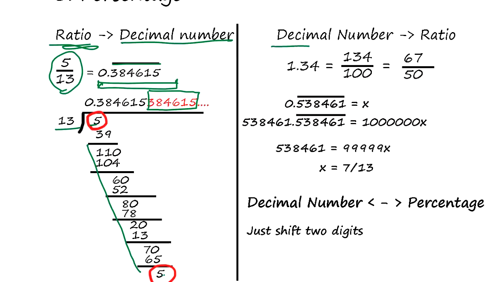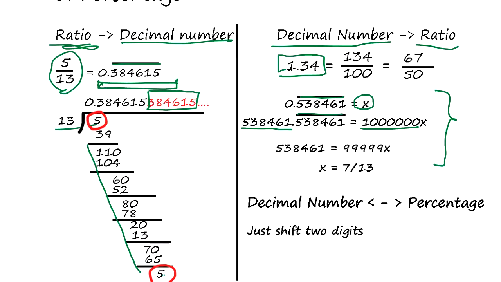Decimal number to ratio. This kind of decimal number is easy, right? 134 over 100, and simplify it, 67 over 50. But if it's a cyclic decimal number, then it takes a little bit of algebra to convert it. And this part probably they don't teach in middle school, because you have to learn how to use x first. We suppose this is x, and we multiply by this many digits, right?